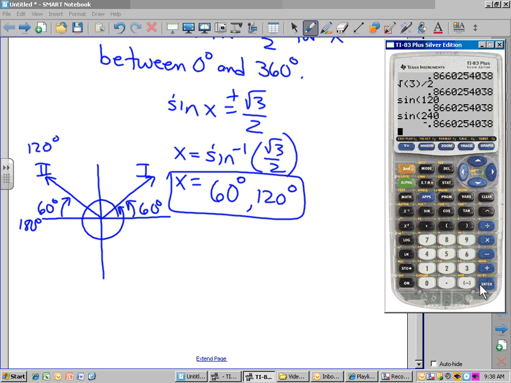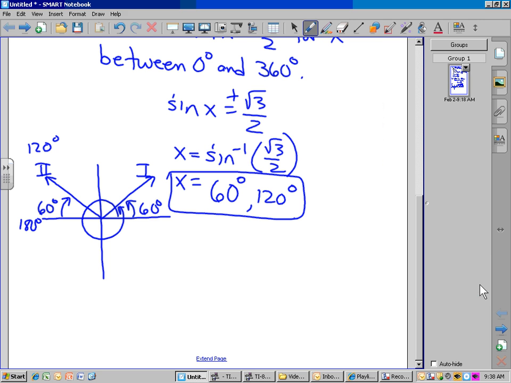See that negative? Not the same thing. Same decimal, but it's a different solution. So you can always confirm your answers by typing into the calculator. Any questions on that? Want to do one more of those?